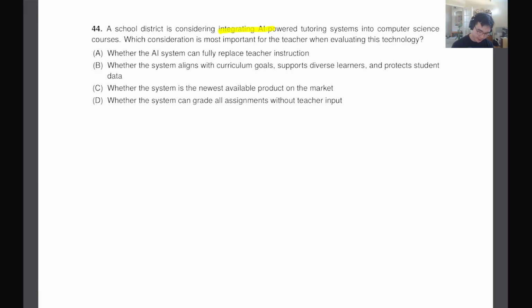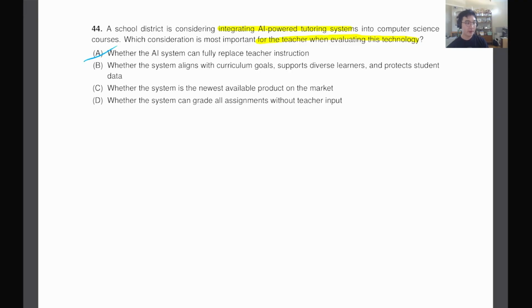are integrated, right? And for the teacher, I don't think an AI system can ever fully replace teacher instruction. There's a lot of things, like micro events that happen in a classroom that an AI system can never fully replicate, can never fully react to, that a teacher can. So A is just a bad answer all around.